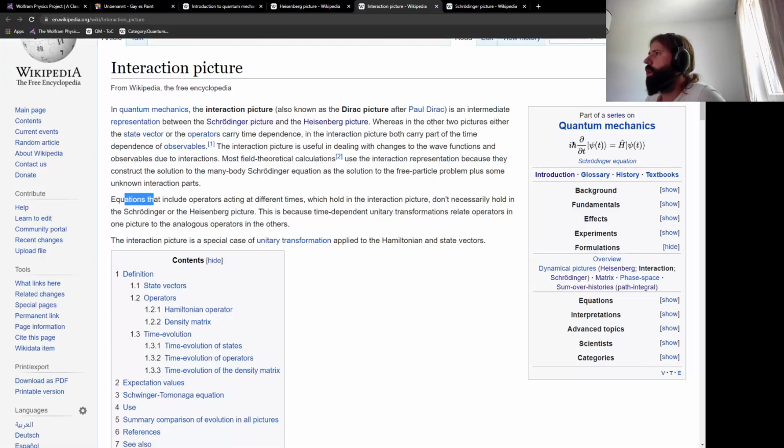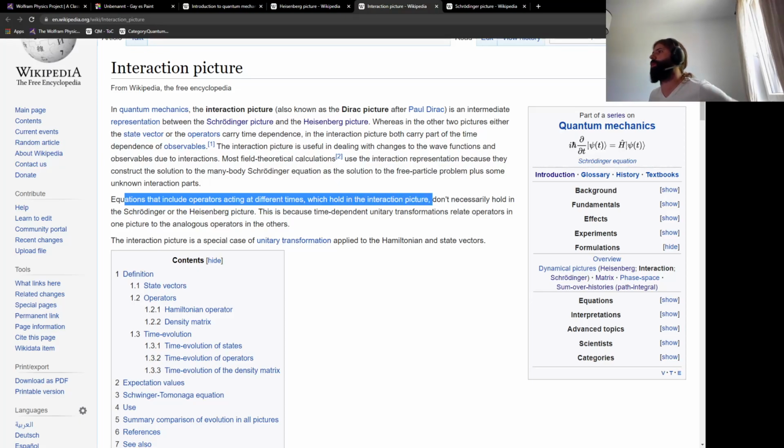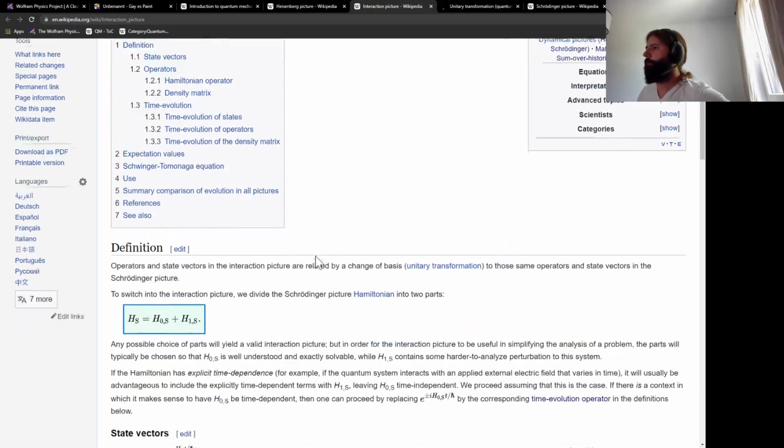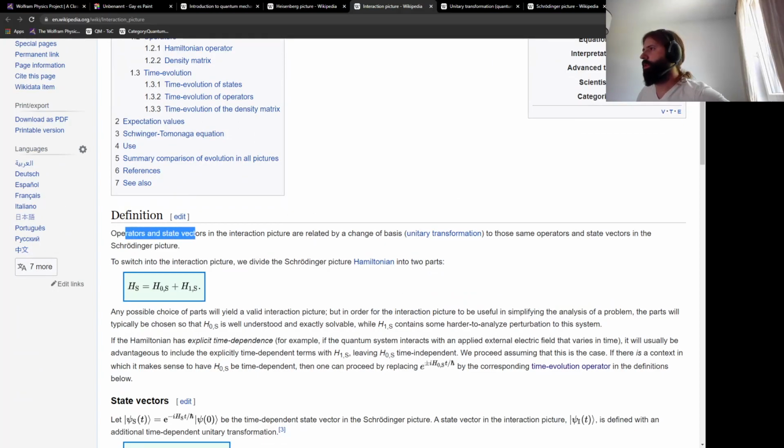So equations that include operators acting at different times, which hold in the interaction picture, don't necessarily hold in the Schrodinger or the Heisenberg pictures, because time-dependent unitary transformations relate operators in one picture to the analogous operators in the others. Unitary transformation applied to Hamiltonian and state vectors. Operators and state vectors in the interaction picture are related by a change of basis to those same operators and state vectors in the Schrodinger picture.